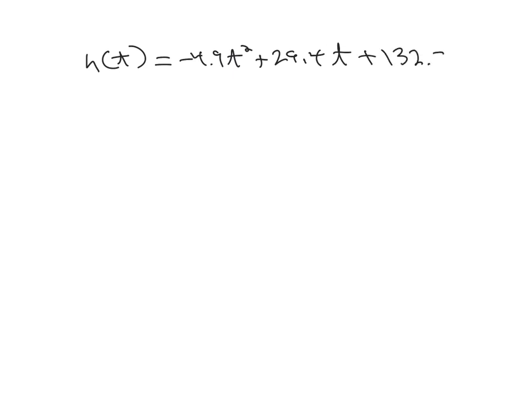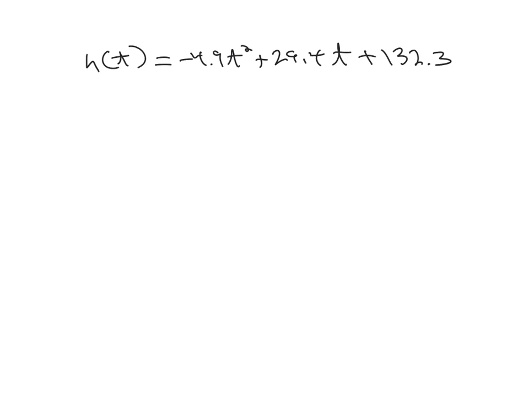Okay, suppose we say that the height of an object, a bowling ball, dropped from the top of a building, that the height after t seconds is given by the equation negative 4.9 t squared plus 29.4 t plus 132.3. Okay, so the first question that we're going to ask is, when did this thing hit the ground?